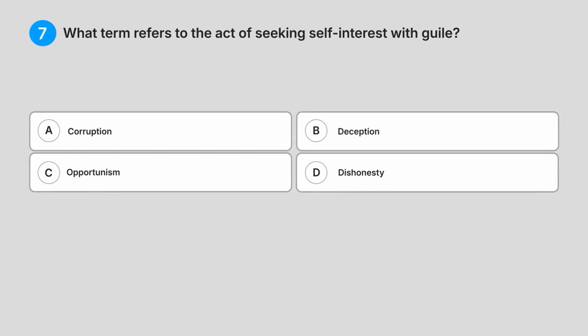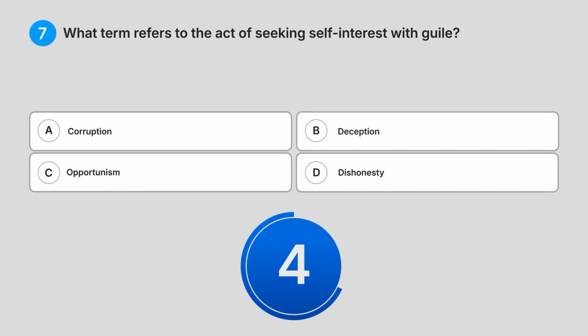7. What term refers to the act of seeking self-interest with guile? A. Corruption. B. Deception. C. Opportunism. D. Dishonesty. Do you know the answer?